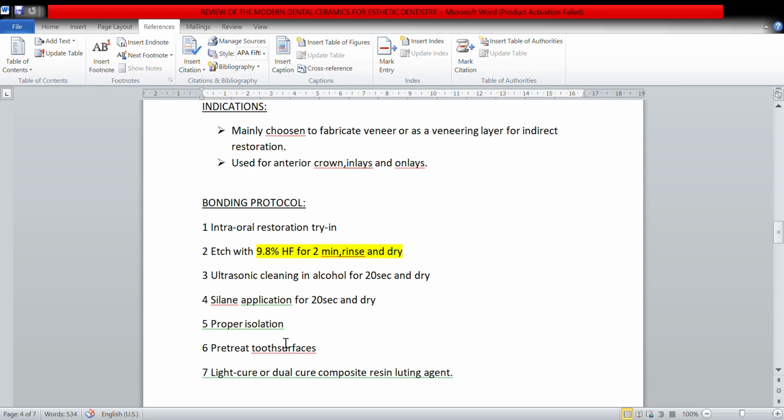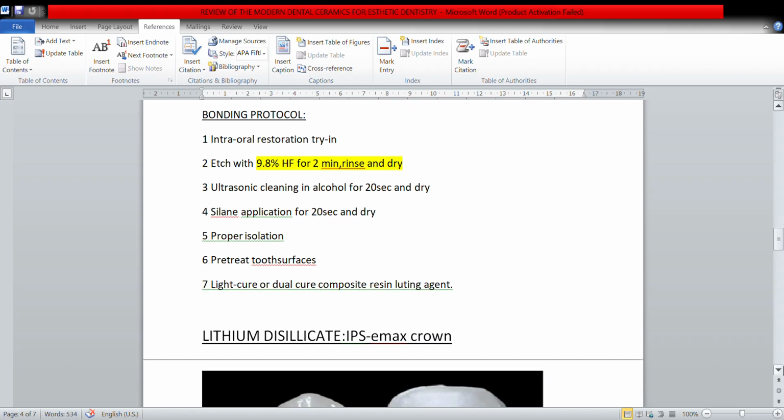Proper isolation must be done. Pre-treat the tooth surface and then bond it with light-cure or dual-cure composite resin luting cement. This bonding protocol will be discussed in detail with zirconia.